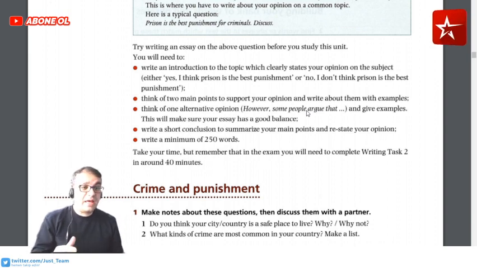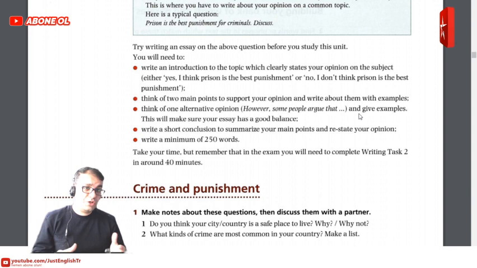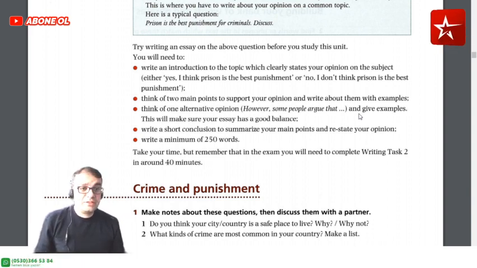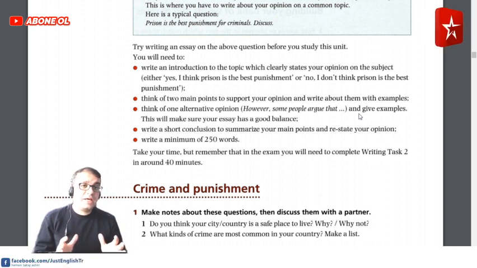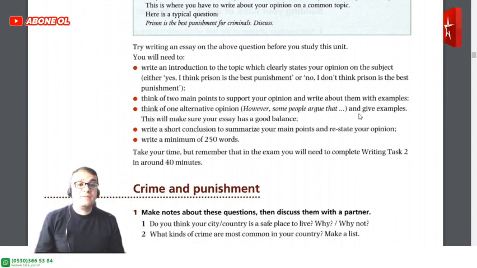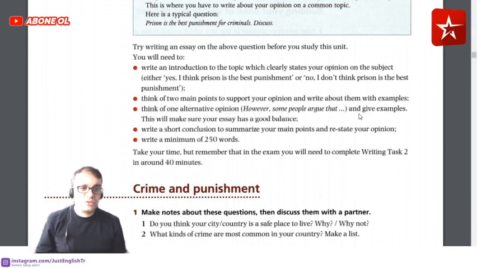However, some people demand that. It's what we are using, reported verbs, and give examples that make your essay have good balance. When you put two short concepts there, you are putting balance between them. So basically, you organize your essay in a way that the reader is interested to continue with it, not just to skim it and throw it away.